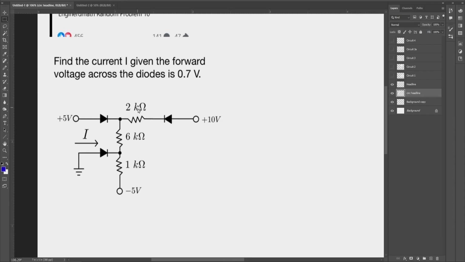So here's the circuit, and the challenge is to find the current I, which is this one, given the forward voltage across the diodes is 0.7 volts. It's never exactly 0.7 volts, but this is just to make things simpler, I suppose.